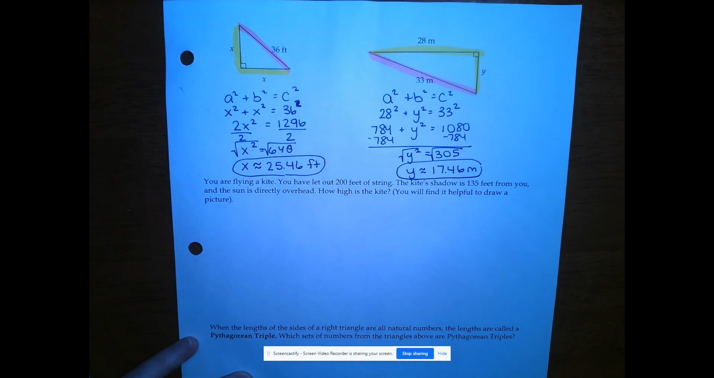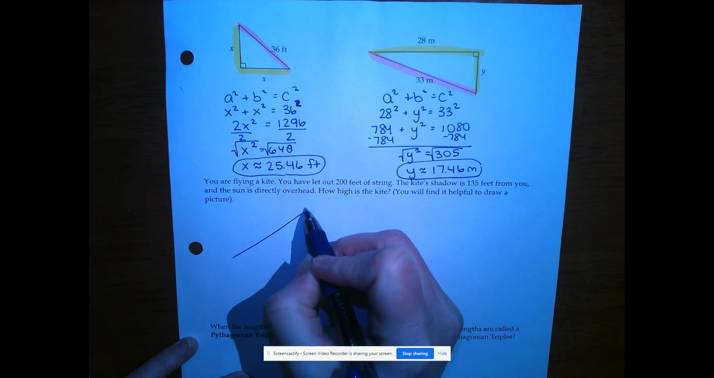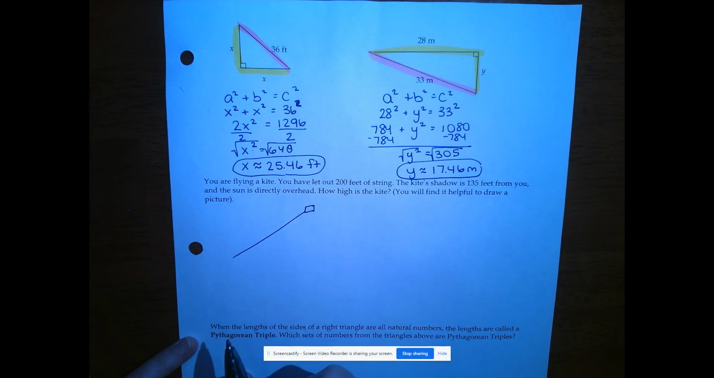All right, now, sometimes you're going to have to draw your own picture. You're flying a kite. You have let out 200 feet of string. The kite's shadow is 135 feet from you, and the sun is directly overhead. How high is the kite? Now, kites don't go straight up. If you've ever flown a kite, they always go off to the side. So let's draw a little picture here of a string with a kite.